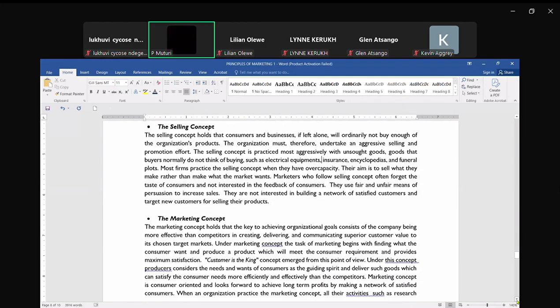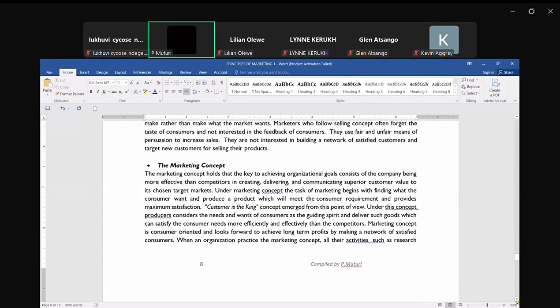Now, the marketing concept, coming more towards a more comprehensive kind of market orientation. This one holds that the key to achieving organizational goals consists of the company being more effective than competitors, so being better than competitors in creating, delivering, and communicating customer value. So again, you can see the concept of what marketing is here. But then it says that you must do it better than competitors.